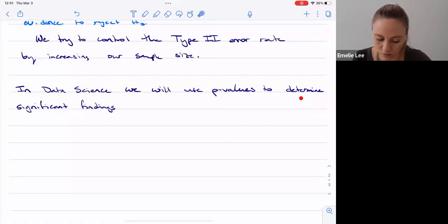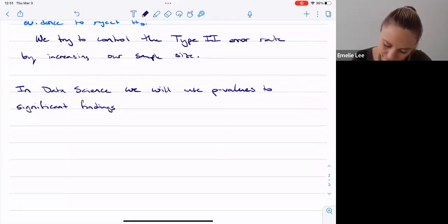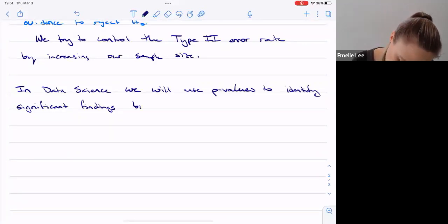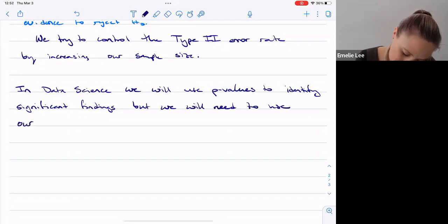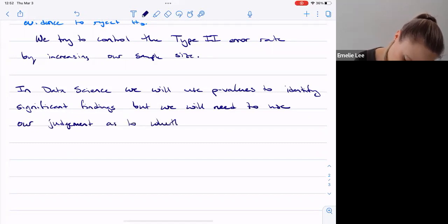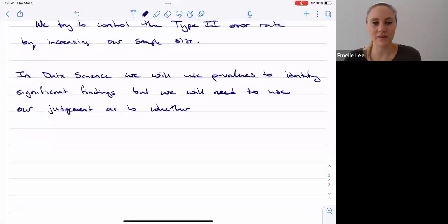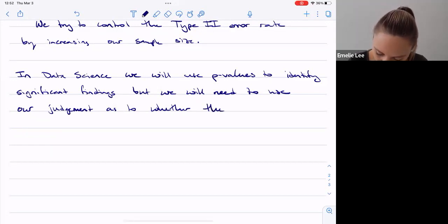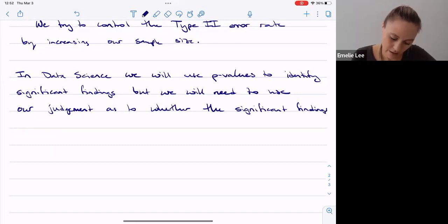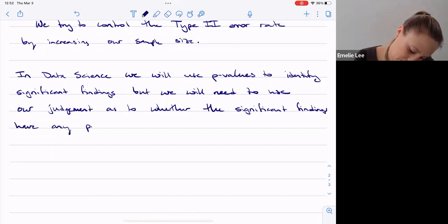And maybe I shouldn't use determine twice. In data science, we'll use p-values to, maybe I'll change this to identify, to identify significant findings, but we will need to use our judgment as to whether the significant findings have any practical significance.